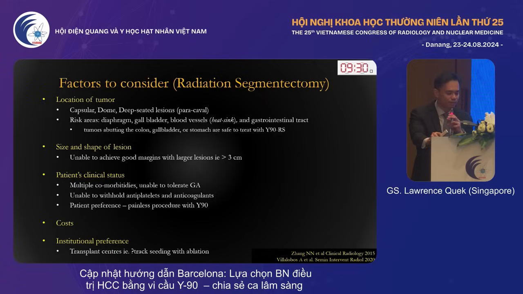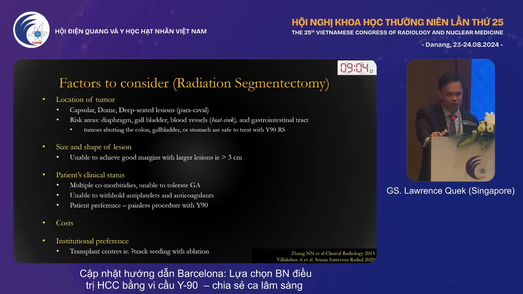Patient's clinical status is important. Patients with multiple comorbidities, unable to tolerate general anesthesia, unable to withhold platelets or antiplatelets and anticoagulants, and also patient preference. With ablation, you can do it under GA. We do some of our patients under conscious sedation, some under GA, but post-operatively, they do get a bit of pain. So some people want to avoid pain and prefer Y-90.